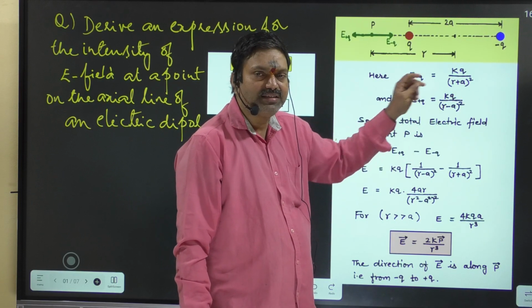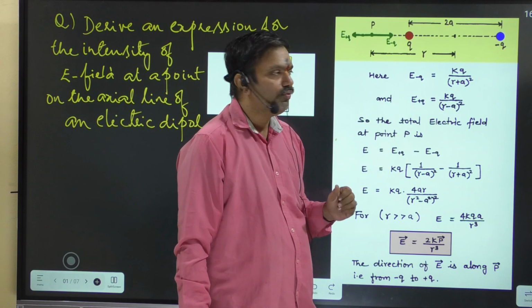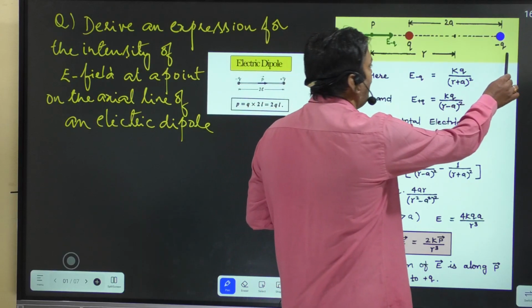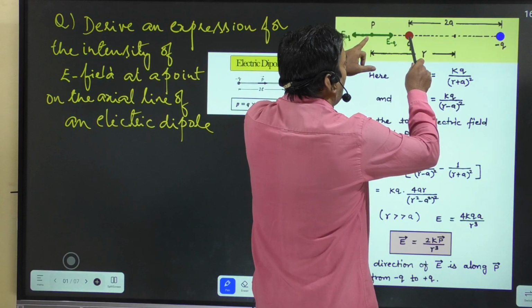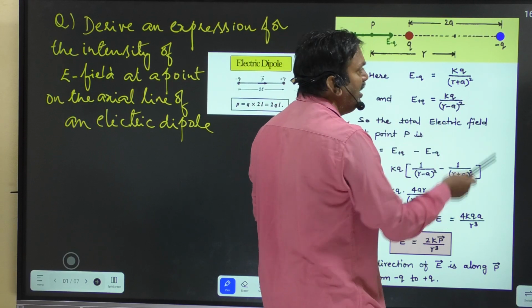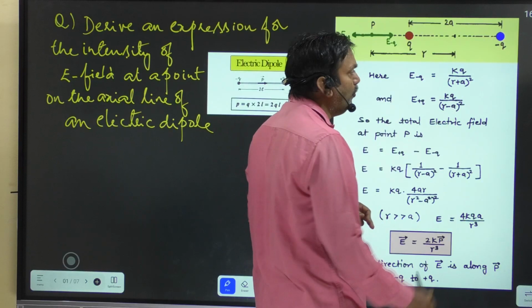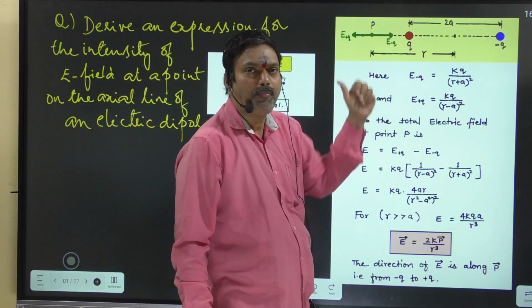So you can take a minus sign over here. So minus KQ divided by (R plus A) whole square. As you see here, from the negative charge, this particular point is at a distance of R, and this is your A. So therefore, when you add half of the distance of the dipole to this R, you get the total distance from the negative charge to the point P.